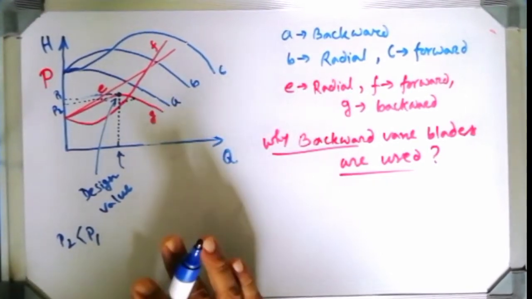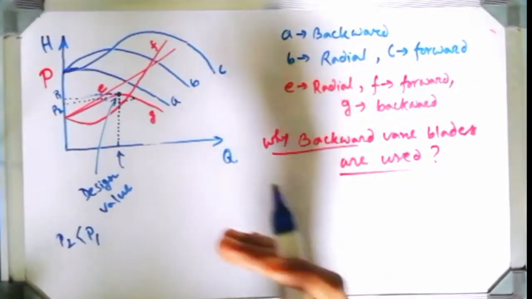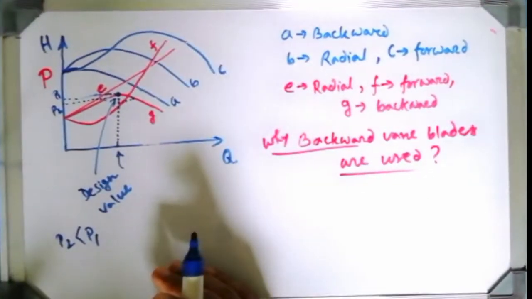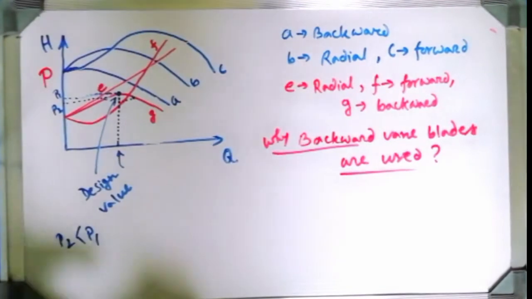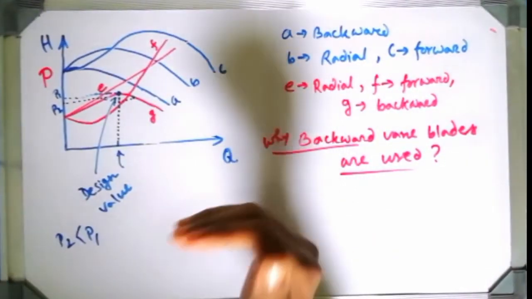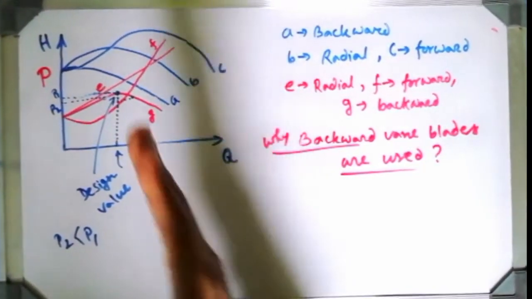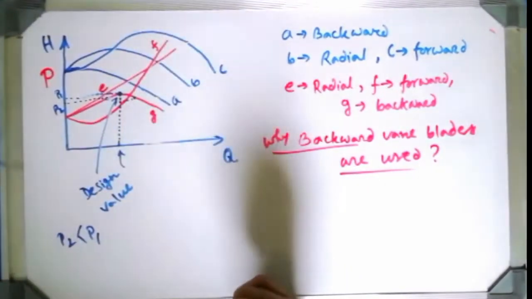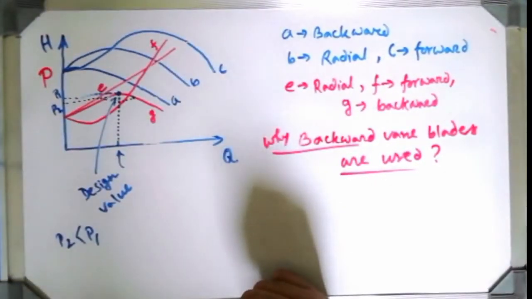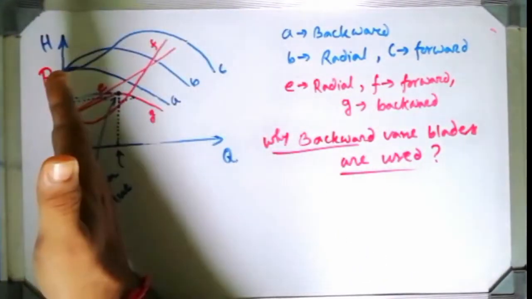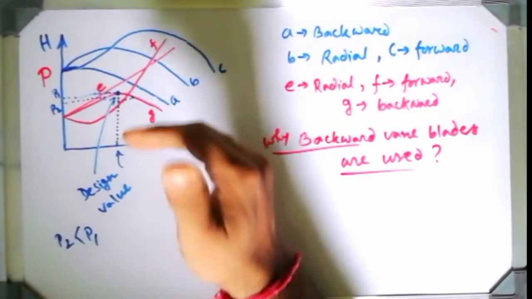What I am trying to say is one thing: if the pump is running at part load, that means different from the design value, then the power consumed by the pump will be less than at the design value. Again repeating, in a backward curved vane, if the pump is working at part load, meaning lesser or greater than the design value. Full load means it is working at the design point. But it may occur that more or less discharge is coming than the design value. Then obviously we say the pump is working at part load.